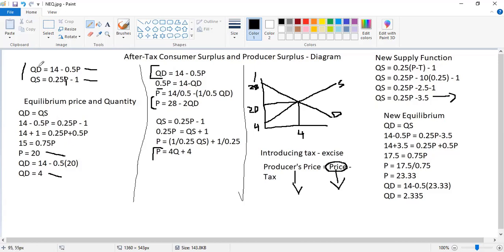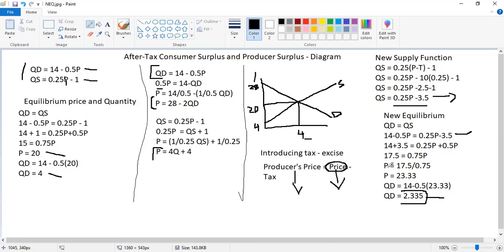So now equate the old demand function to this supply function that has factored in tax. This is the supply function that we got here, factored in tax. When you do your calculations carefully, we get QD, the quantity in the market, being 2.355. So you see that it is less than the old equilibrium quantity, because there has been an imposition of tax, and the imposition of tax has brought about an increase in price.